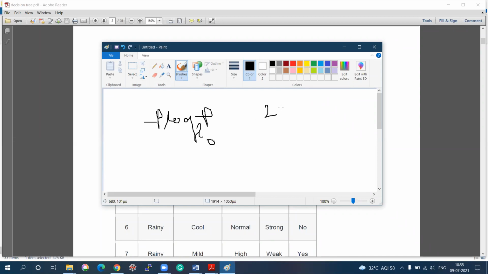Decisions are two, like positive class and negative class, so the base will be 2. If there are multiple classes, say the number of classes is three, then the base will be 3. So it depends on the decisions. What are the decisions available? Yes, no decision. If the decisions are yes, no, then the base will be 2. Otherwise, it will be decided based on the number of classes, right?